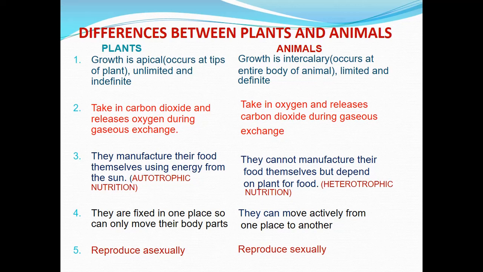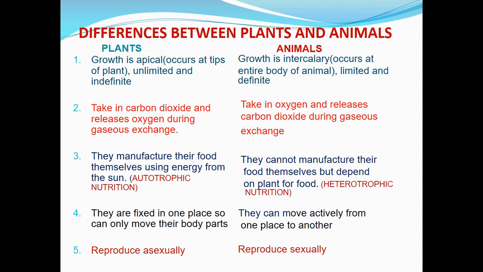Differences between plants and animals. Now, under plants, growth is apical. The meaning of this is that growth occurs at the tip of the plants, either the tip of the shoot or the tip of the roots. In plants, growth is unlimited and indefinite. The meaning is that they don't have duration for growth. Growth doesn't stop in plants.